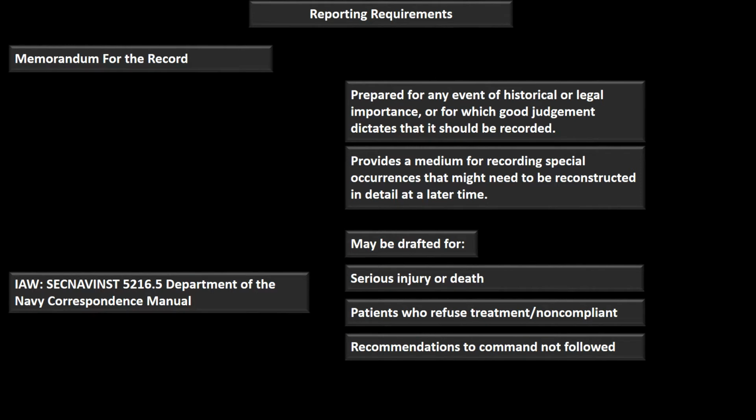So if your command wants to do something that's blatantly unsafe or hazardous, and you advise them against it, and they go with it anyways, that'd be a perfect example for a reason to draft up a memorandum for the record, documenting that you advised the command about this situation, and they chose not to do anything about it. That way, if it comes back in a legal way, I guess, then you would have proof saying that, hey, you fulfilled your responsibility as the SMDR in letting the command know that it was unsafe.